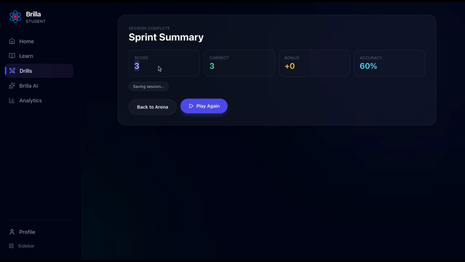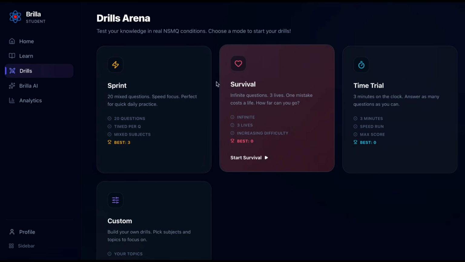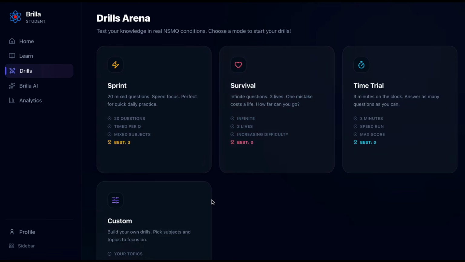It gives me a summary that once I got correct, I didn't get any bonus and my accuracy was 60%. This is just a short summary of what happened during the session. So as I said, you can go into survival, time trial, custom, and try it out.